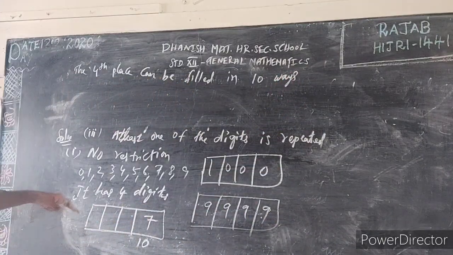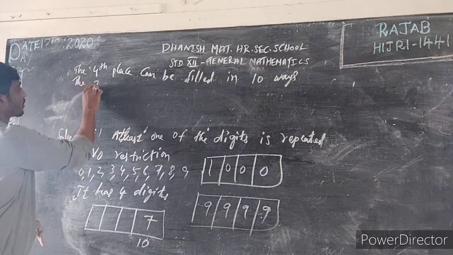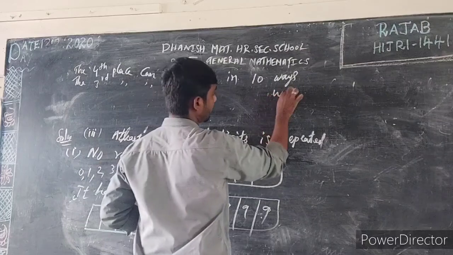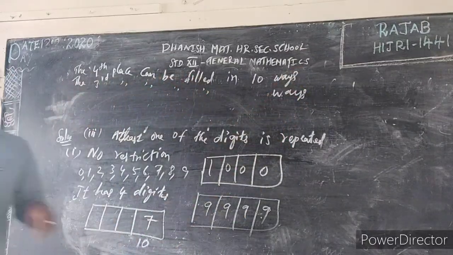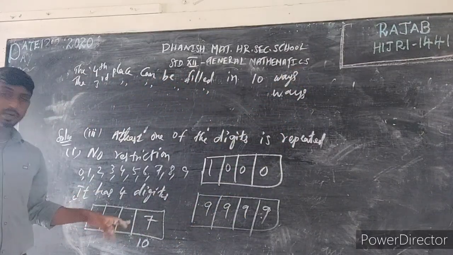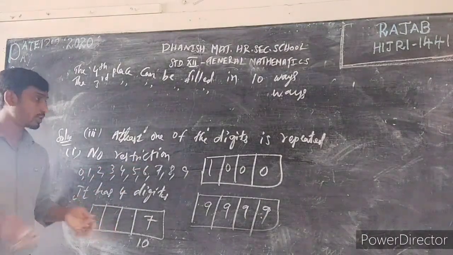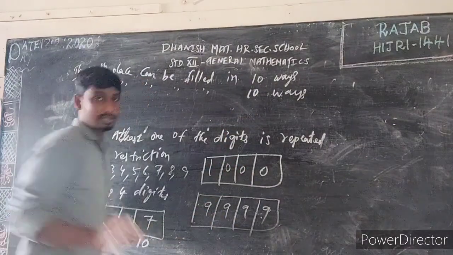So now comes the third place. The third place can be filled in how many ways? The third place also remains the same, constant. We will be taking it the same way because there will be no restriction and repetition is allowed. It is also 10 ways.